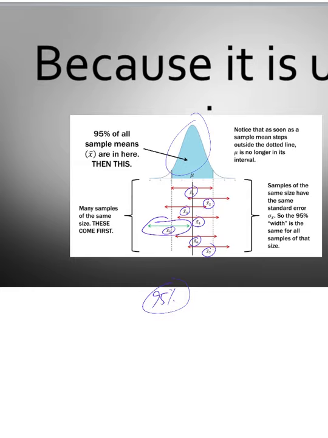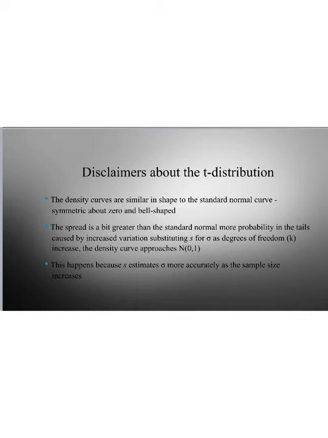So let's jump into what these intervals look like then. A couple disclaimers about the T distribution. First of all, it is a density curve. It's bell-shaped, like we've been working on. It's not quite as pretty as the Z curve. The Z curve is a little taller and a little skinnier. So if this is the Z, then the T might look something like this.